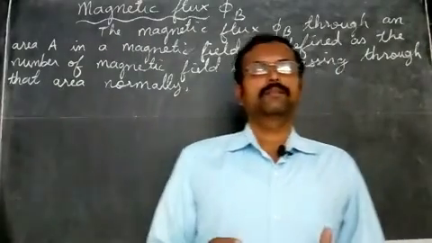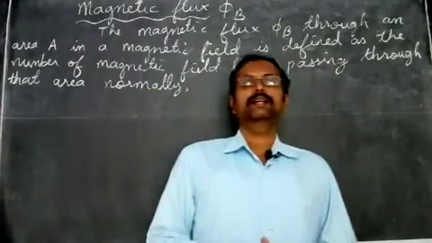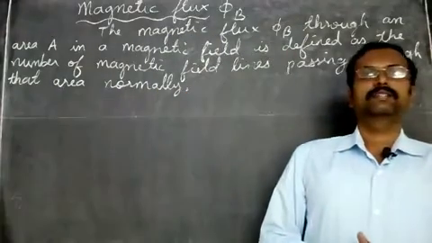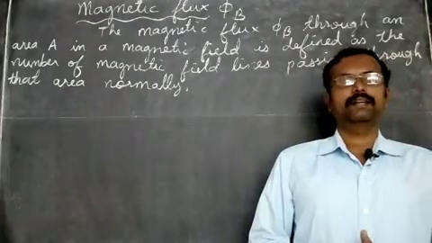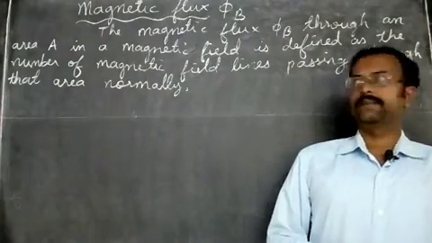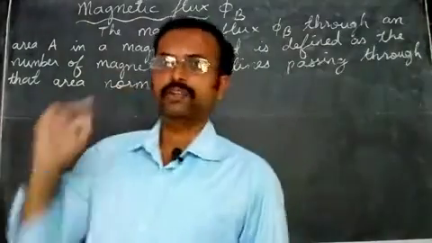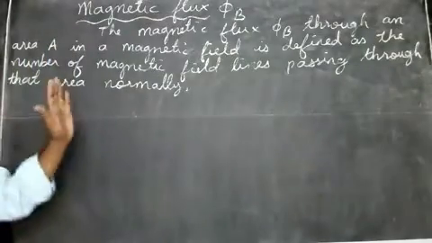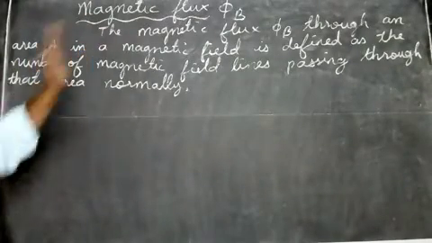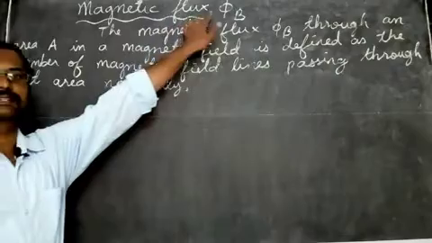So the magnetic flux phi b through an area A in a magnetic field is defined as the number of magnetic field lines passing through that area normally. I've written the definition on top. Let's see what it means. The symbol of magnetic flux is phi b.